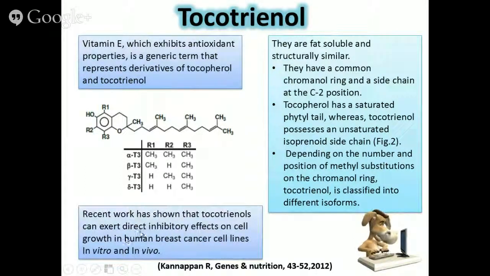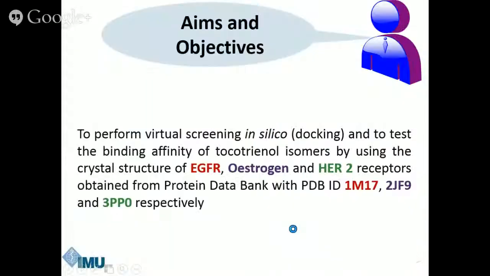Recent work has shown that tocotrienol can exert a direct inhibitory effect on cell growth in human breast cancers with or without estrogen or progesterone receptor. So my objective is to see how tocotrienol can cause cell death. They have found that it can regulate genes by upregulating or downregulating several genes. Some of these genes are responsible for HER2, EGFR, and estrogen receptor function.